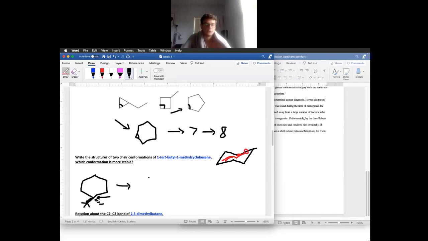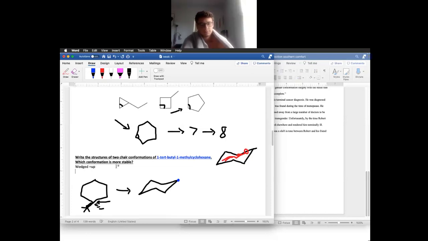And so moving on to our chair. I'm just going to call this one our number 1 carbon because it's easy to visualize. One thing I've always kept in mind is wedged is up, down is dashed. All right, down is dashed, 2 Ds. So wedge is up, down is dashed.